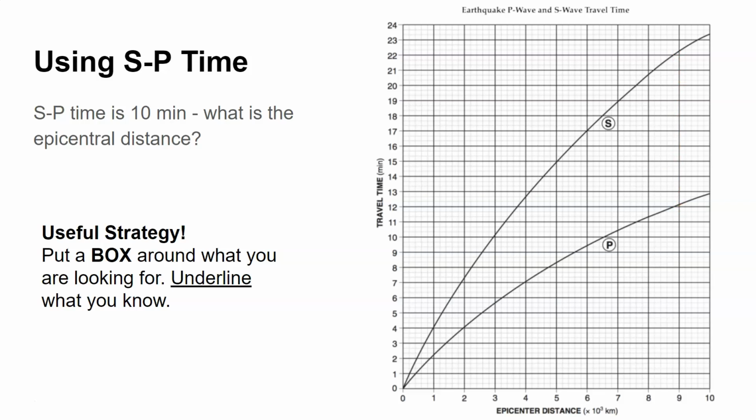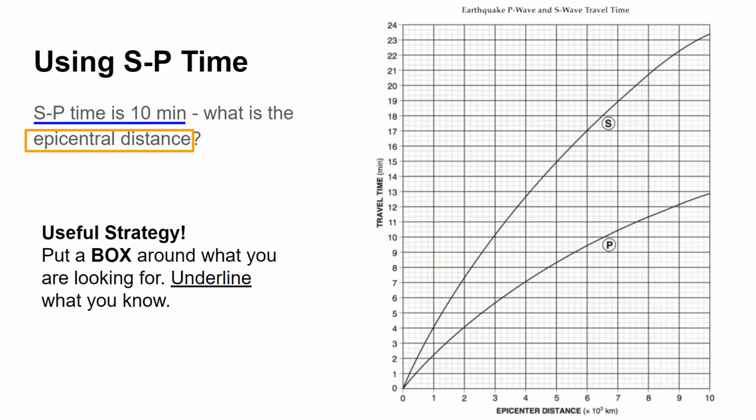So what is this question asking for? It's asking for the epicentral distance. So we're going to end up again on our x-axis here. And what do we know? We know the time difference between the S wave arrival and the P wave arrival is 10 minutes. So the space between them needs to equal 10 minutes worth of time.